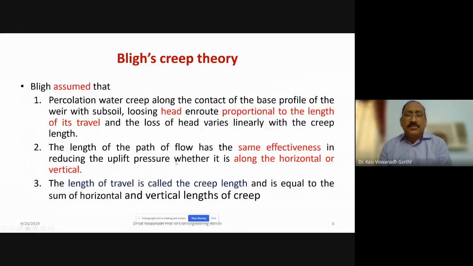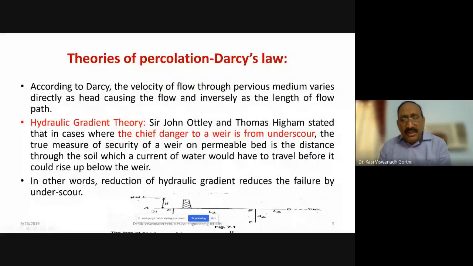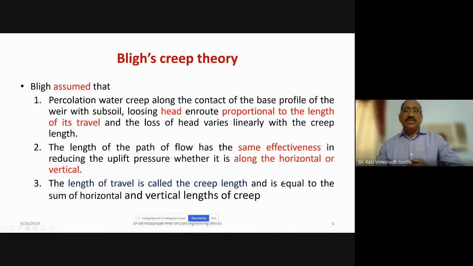So the contact of the base profile of the weir starts from A, and it moves to C for a length of L1. From C, because there is a sheet pile here, it moves down till the bottom of the pile, then moves up to the top of this pile, again moving along the length L2. Here also it moves along the sheet pile, moves down, takes a turn and moves along this pile and comes up to B. Follow? So this is the length of the creep which is assumed by Bligh.